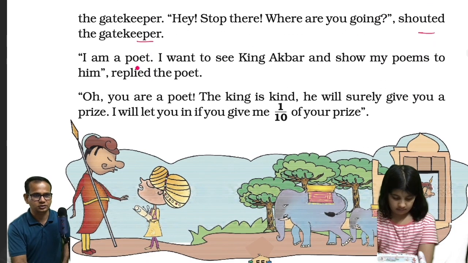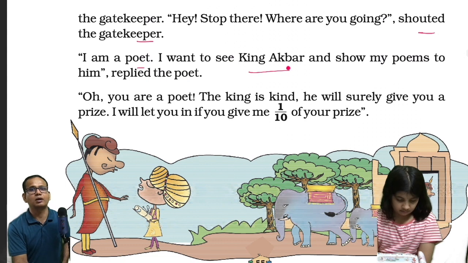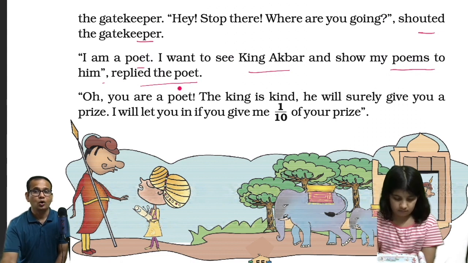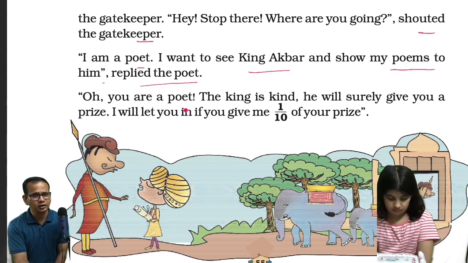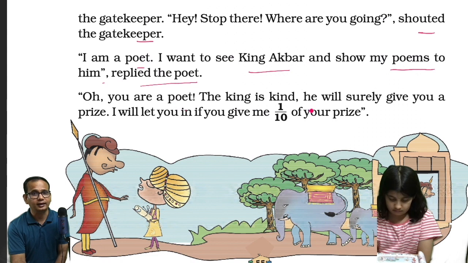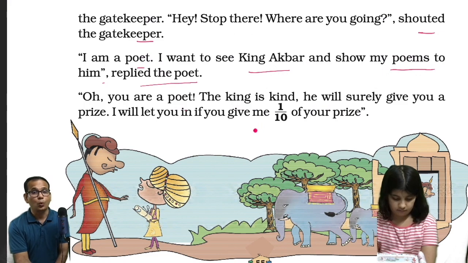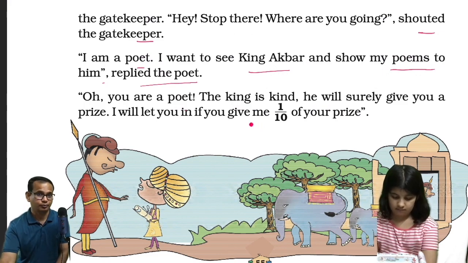"I am a poet. I want to see King Akbar and show my poems to him," replied the poet. "Oh, you are a poet? The king is kind. He will surely give you a prize. I will let you in if you give me 1/10 of your prize."